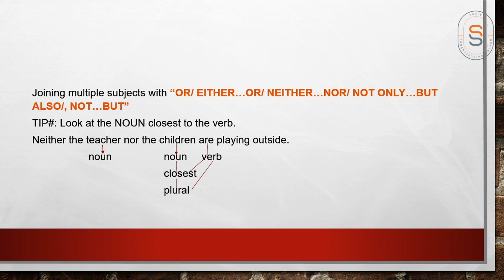Because now you have to look at the children. Because the teacher is a singular noun and the children is a plural noun. But children is the closest to the verb. Thus, we are using the verb are playing. So when they put it in that question, correct the single mistake, they will say neither the teacher nor the children is playing outside. And then you must remember this rule that you have to look at the noun closest to the verb.